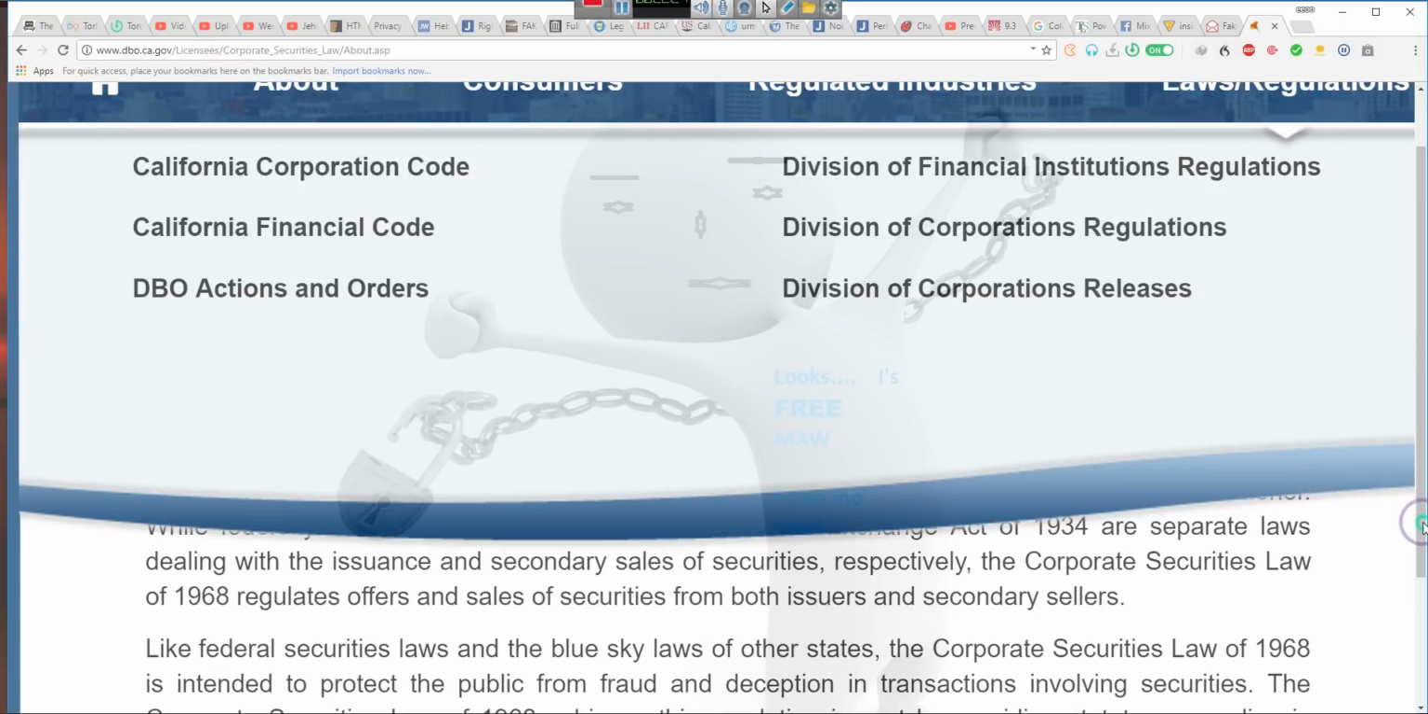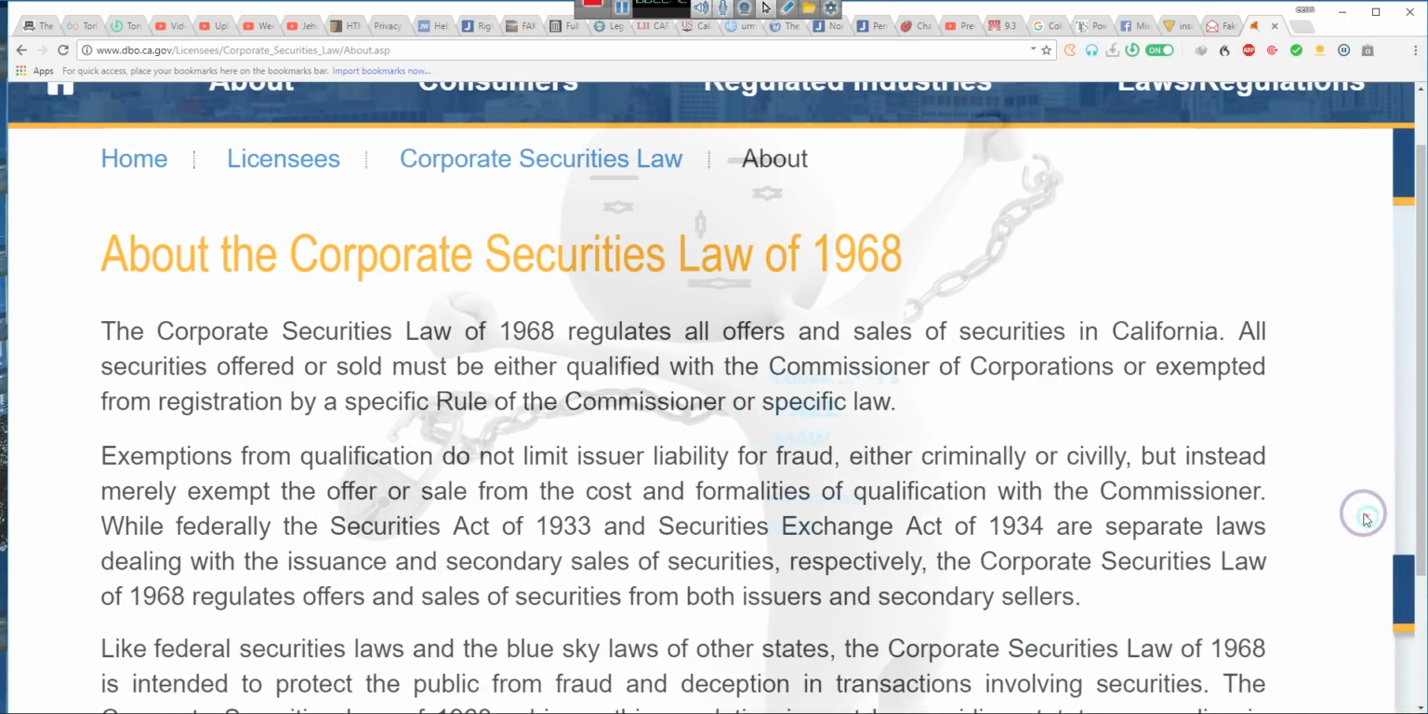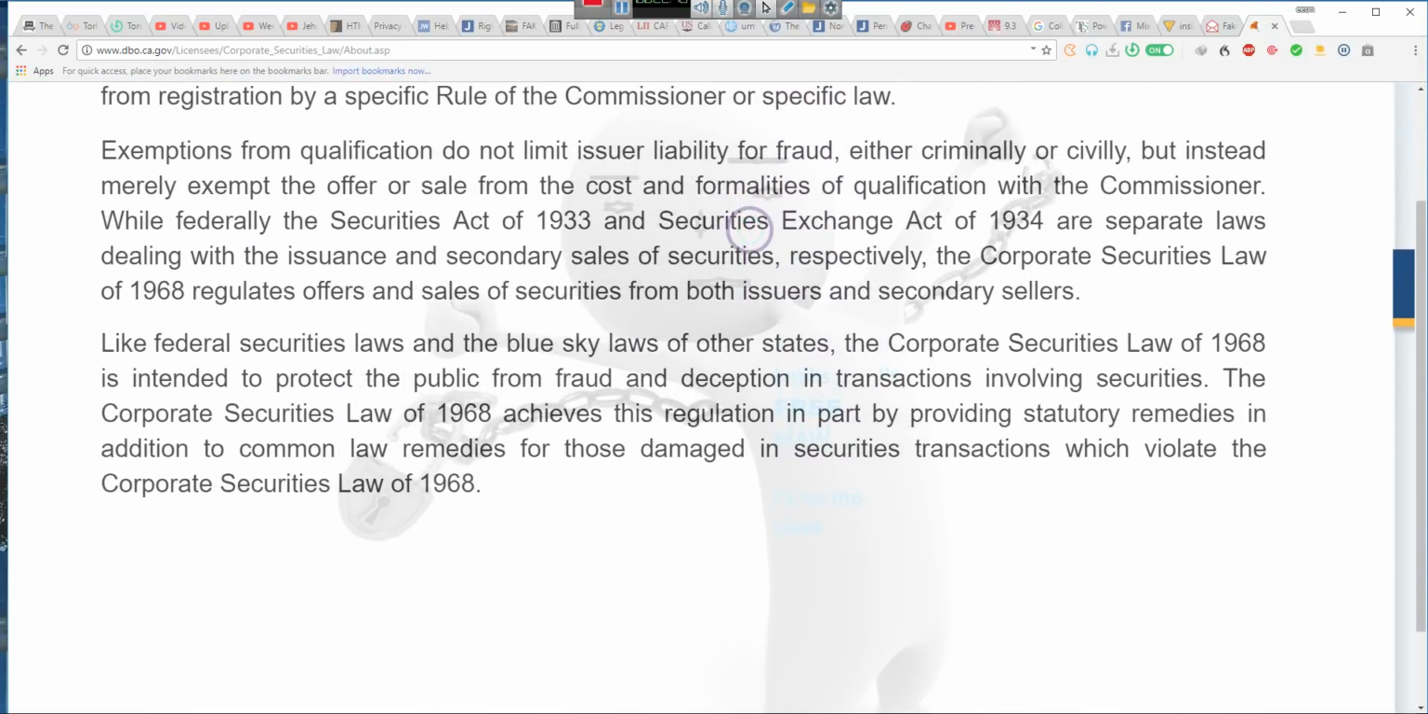Google Translate disclaimer. The Corporate Securities Law of 1968 regulates all offers and sales of securities in California. All securities offered or sold must be either qualified with the Commissioner of Corporations or exempted from registration by a specific rule of the Commissioner or specific law. Exemptions from qualification do not limit issuer liability for fraud, either criminally or civilly, but instead merely exempt the offer or sale from the cost and formalities of qualification with the Commissioner.